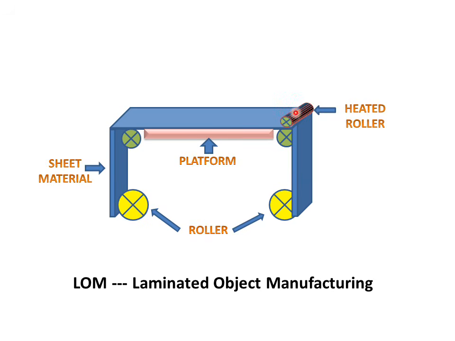This is a heated roller for lamination purposes. This heated roller rolls from right to left and left to right to laminate the thin sheet material.